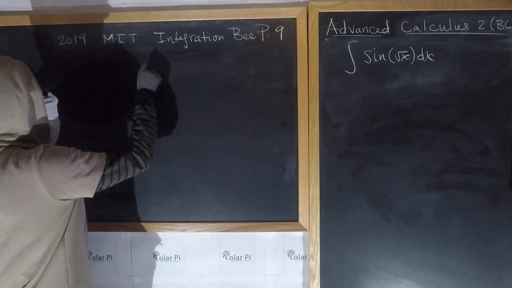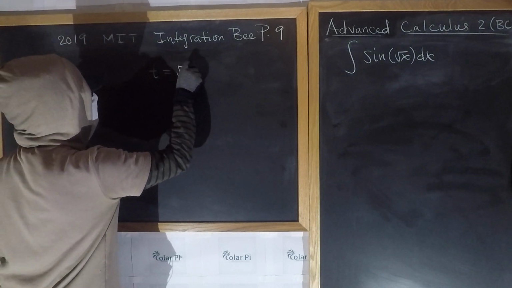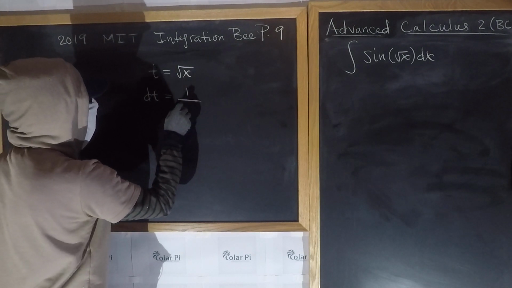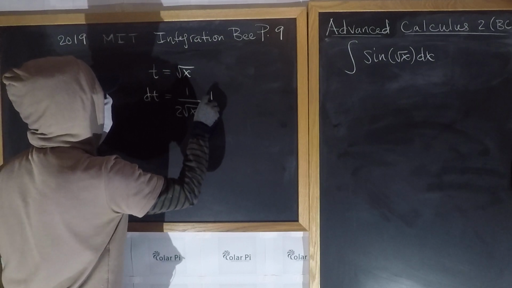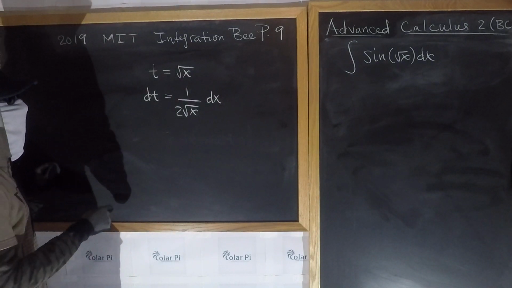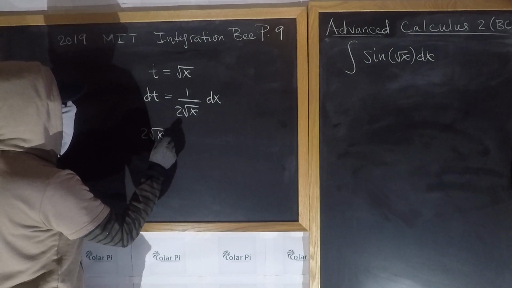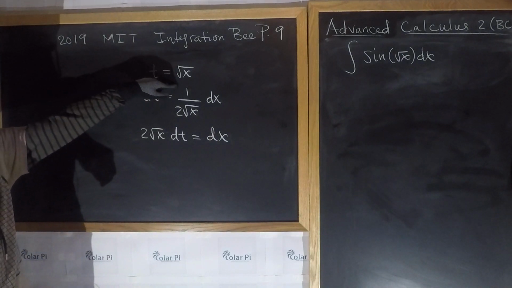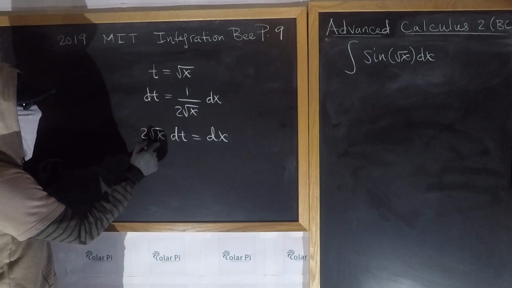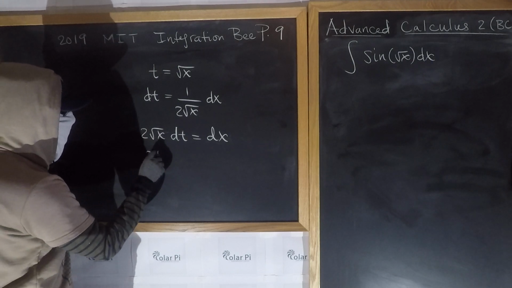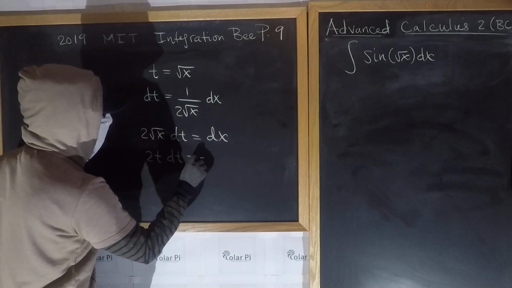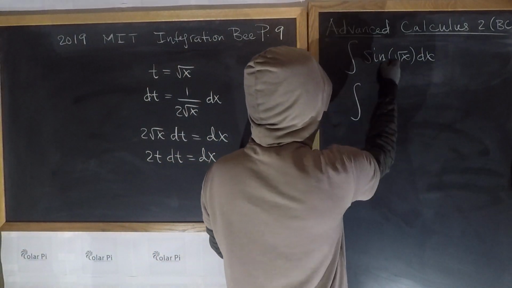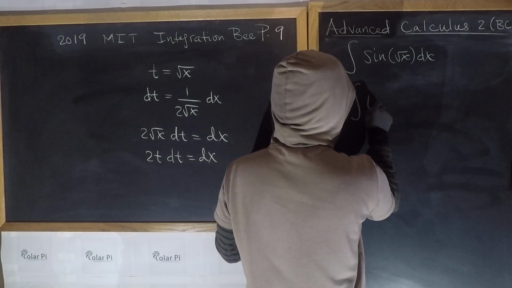Okay, so to start, let's make the substitution that t is equal to root x. Then it follows that dt is equal to 1 over 2 root x dx, right? And then that means that 2 root x dt is equal to dx. But since t is root x, we can substitute for root x here with t, so that means 2t dt is equal to dx.